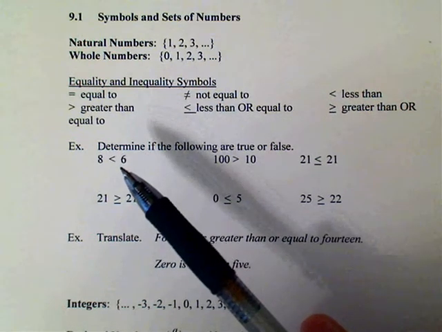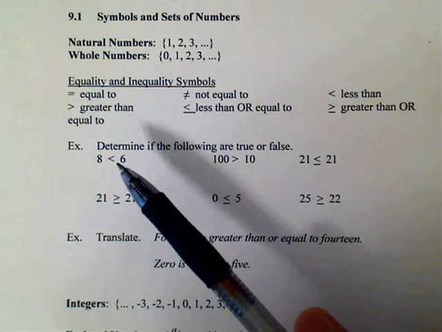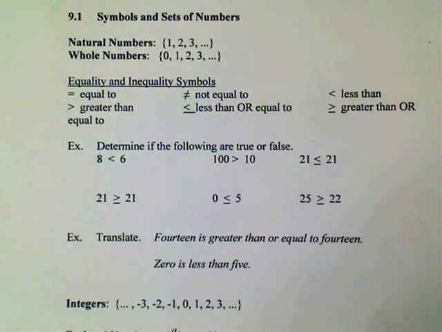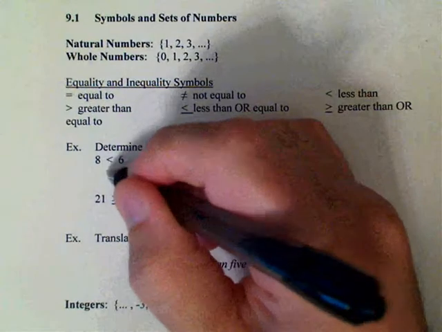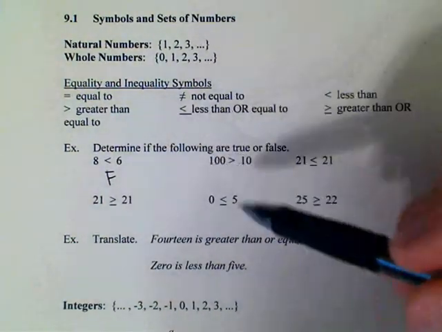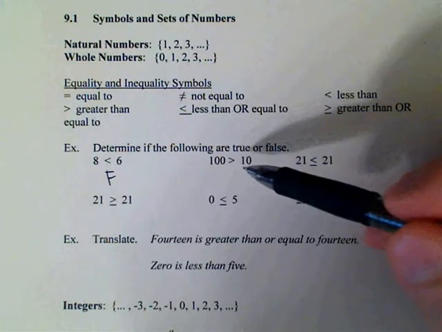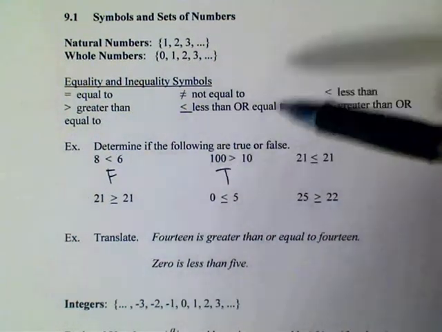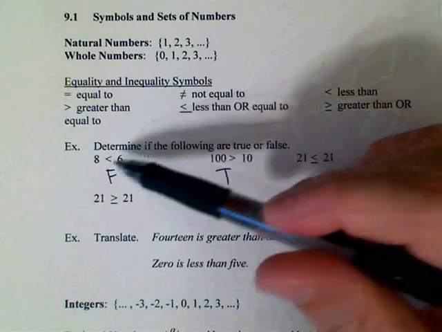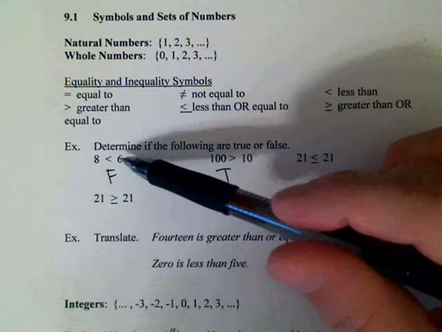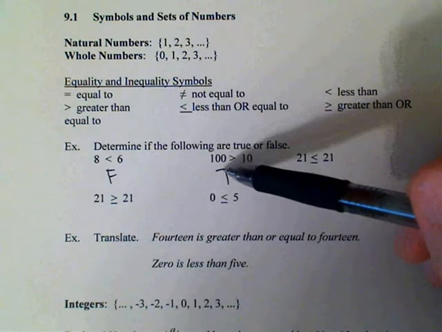Question: is this true or false? Is 8 less than 6? The answer is false, because everybody knows, or should know, that 8 is greater than 6. That's a false statement. Is 100 greater than 10? The answer is true. And once again, if you use a number line, is 8 to the left of 6? No. Is 100 to the right of 10? Yes.